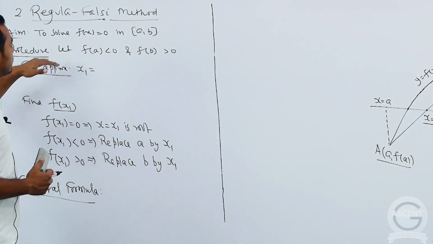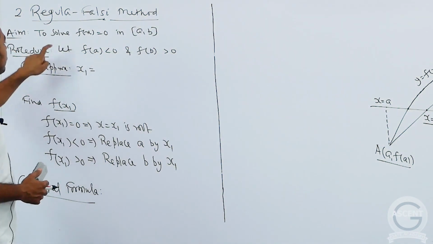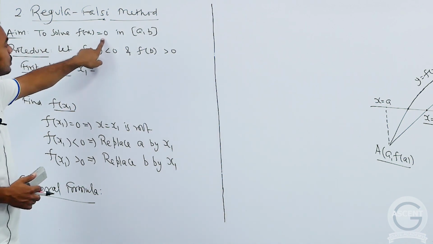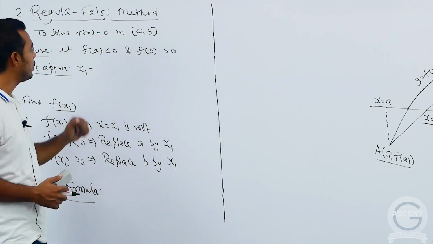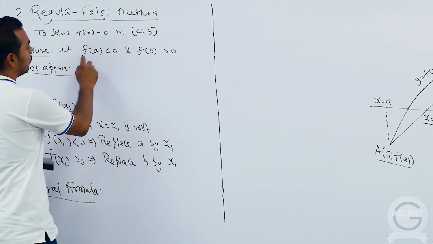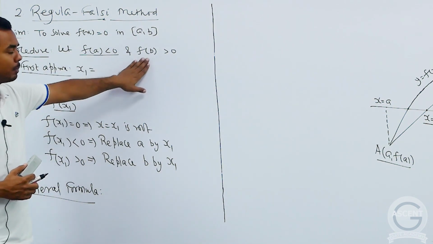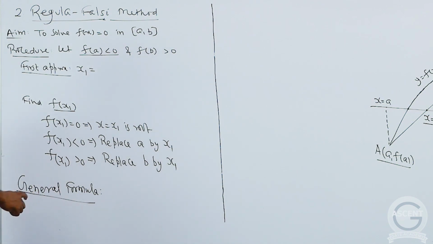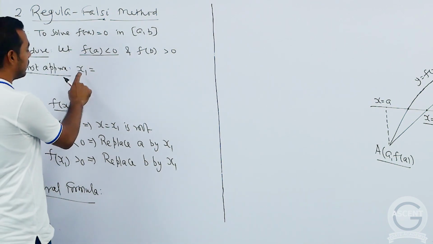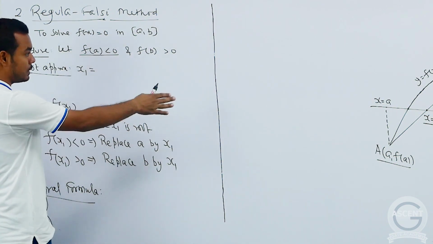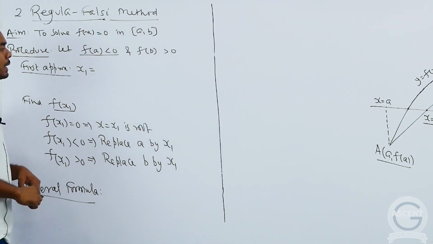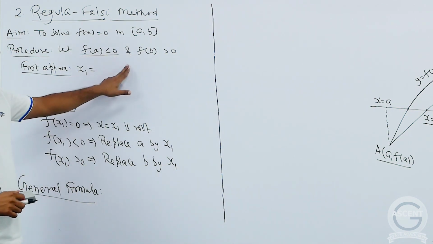So in Regula falsi method also we have the same aim. We have to find the root of f(x) equals 0. The given interval is a to b. At one point the value of the function is negative. Suppose f of a is negative and f of b is positive. Now here we have to find the formula for the first approximation x1. We'll see how to derive this formula. In bisection method, x1 was simply (a plus b) by 2.